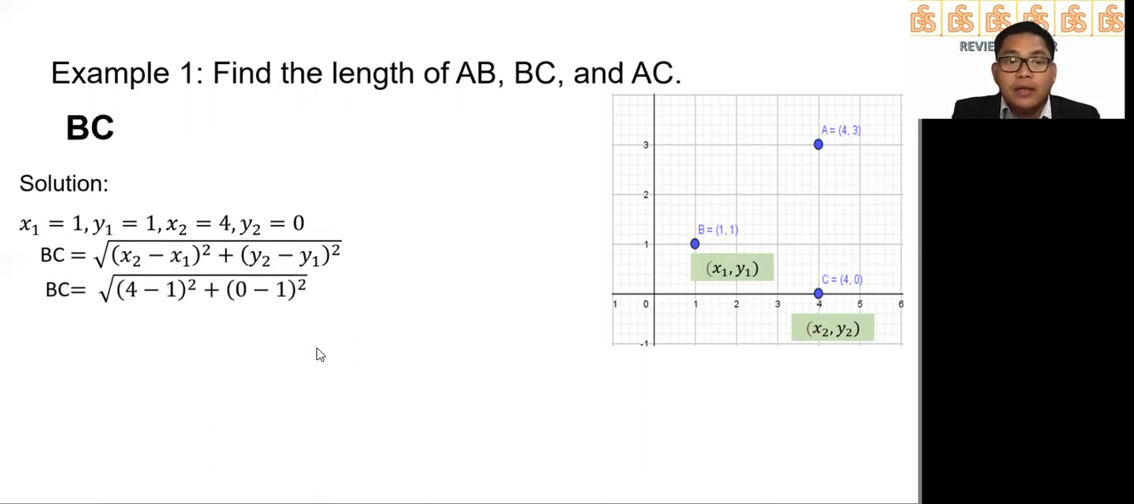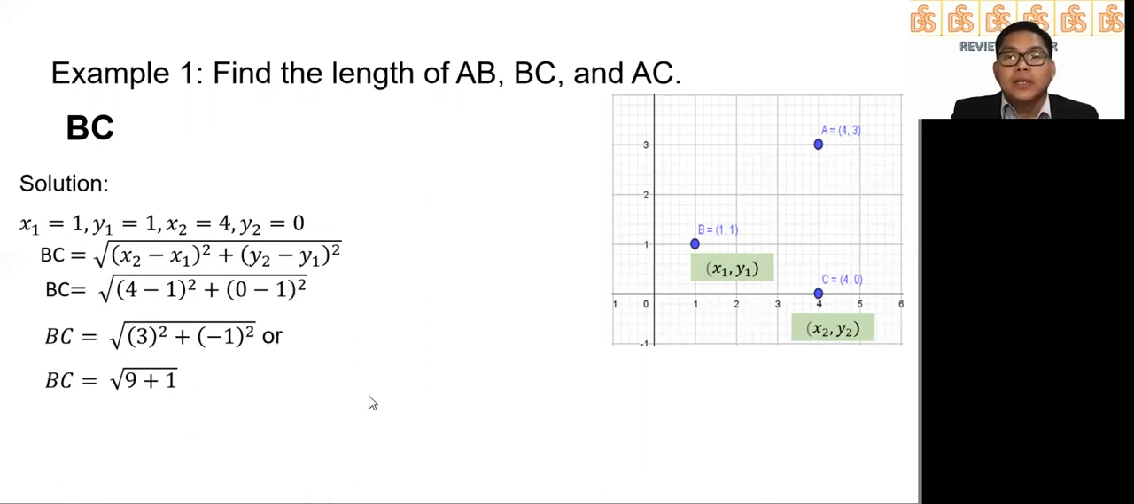4 minus 1 is 3, 3 squared. And then 0 minus 1 is negative 1 squared. When we simplify, 3 squared is positive 9, and negative 1 squared is positive 1. So the distance from B to C is square root of 10 units.